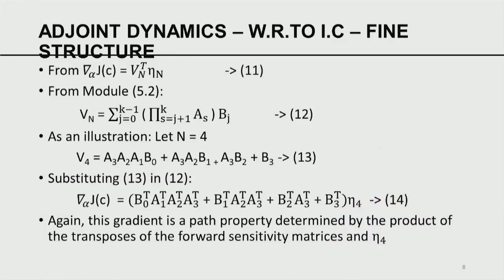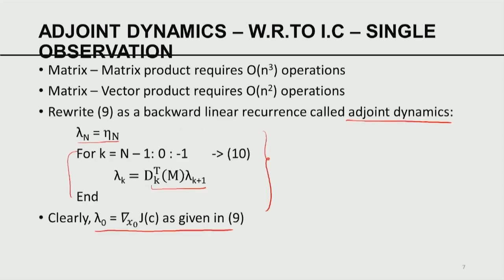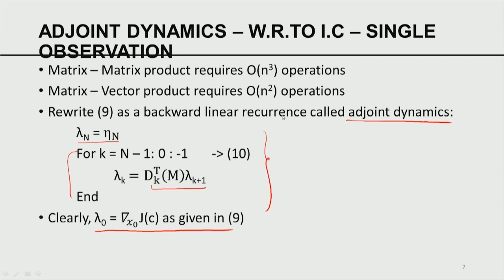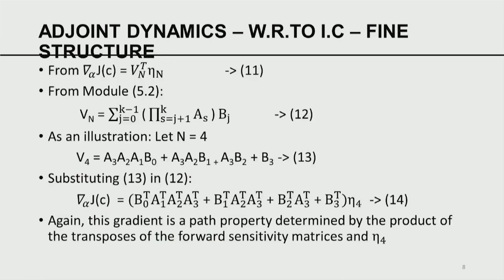So the fine structure is what we have talked about. I have already talked about the fine structure with respect to the initial condition. The fine structure with respect to the initial condition is given by 9. We also talked about how the adjoint sensitivity is calculated in 4DVAR. Now I am going to go to exploring the adjoint sensitivity with respect to the parameter.